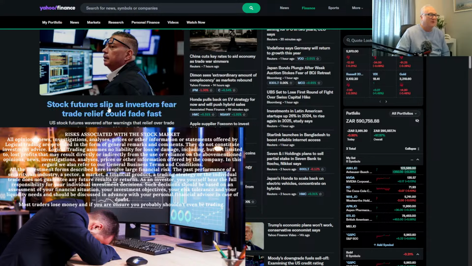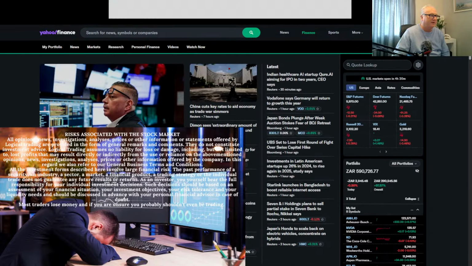Stock futures slip as investors fear trade relief could fade fast. You see, the trade relief is, the Moody's downgraded, everybody panicked for a while, and then everybody went back up again yesterday. It's kind of like buy the dip. And you can, because I don't think a Moody's downgrade for America is going to make an insane difference to the country, to be fair. Trump's tax bill just passed a key hurdle.